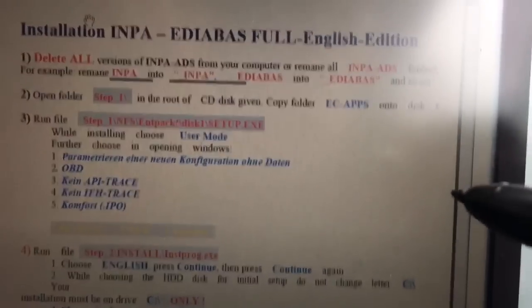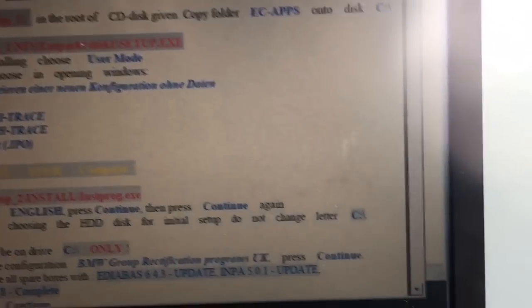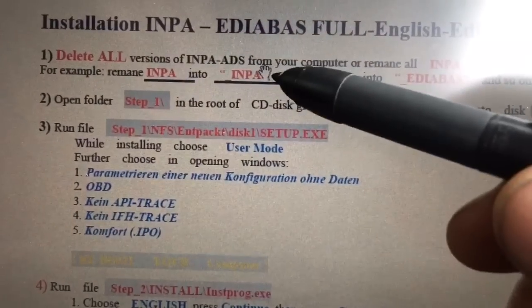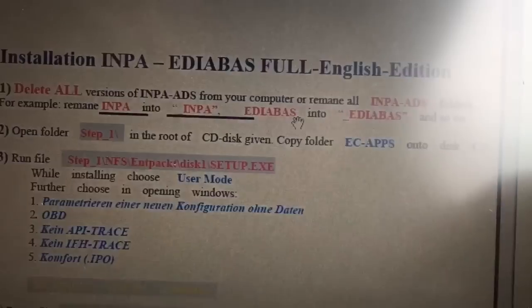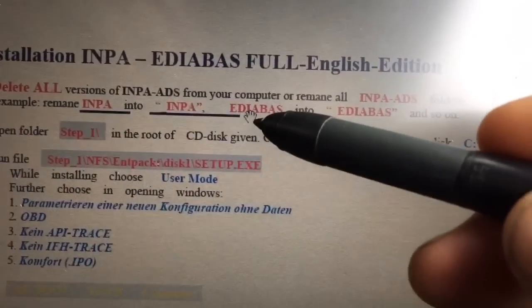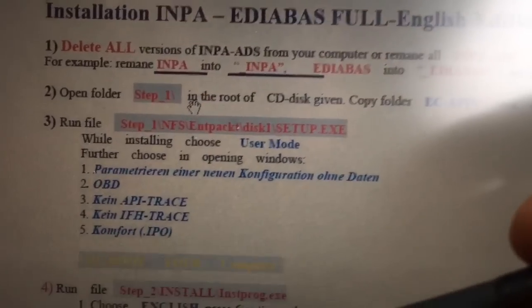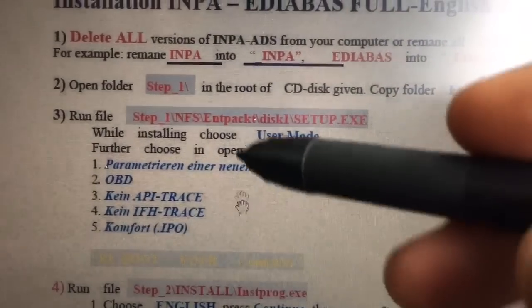It gives instructions on going through and installing the various programs that you need. So make sure that you removed or uninstalled any previous versions of BMW software, INPA, EDIABAS, anything to do with BMW. Reboot your machine and then run through these instructions.